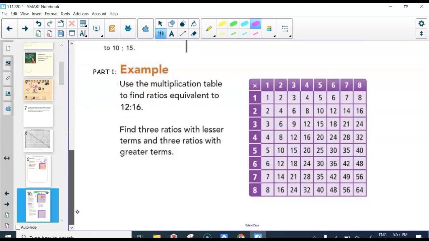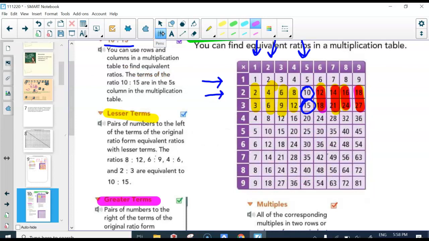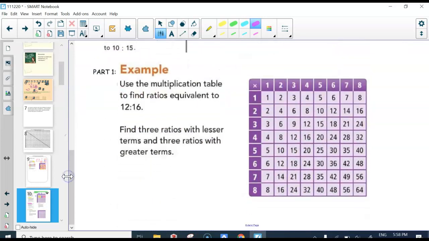¿Ok? Necesitas usar la tabla de multiplicación. Necesitas encontrar razones equivalentes a 12 es a 16. Aquí yo tengo 12, no lo siento. 12 y 16. Esos son en columna 4. Yo quiero 3 razones con términos más pequeños y 3 razones con términos más grandes.